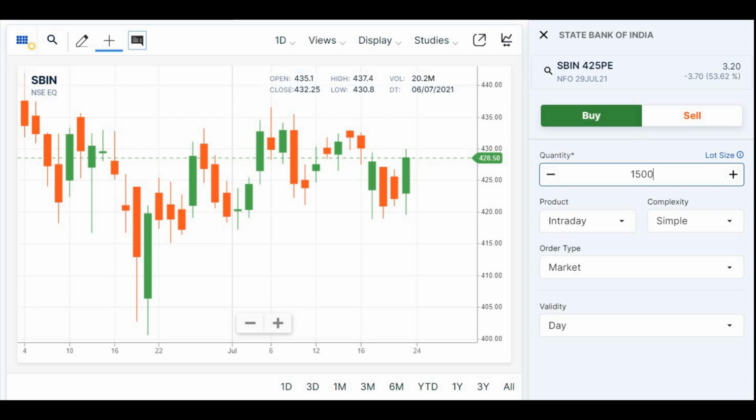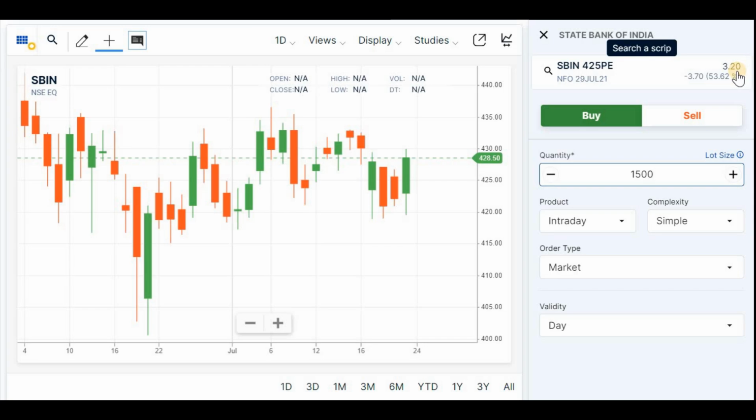But for selection of this strike price also, there are many strategies available. You cannot just buy any put option that comes to your mind. There is a proper study involved, how to properly choose the strike price and how to trade and how long you have to hold. Otherwise, trading in futures and options will be very risky if you don't have proper knowledge of technical analysis. Okay, SBI 425 PE is available at 3.2 rupees.